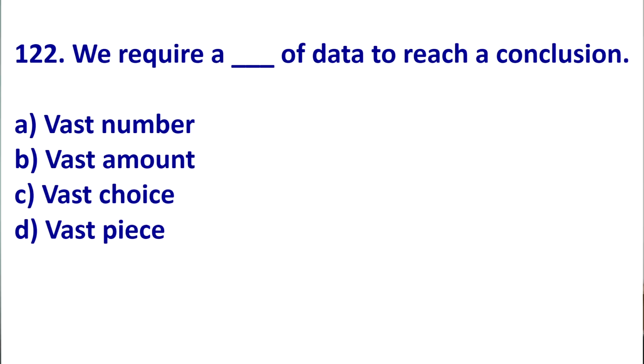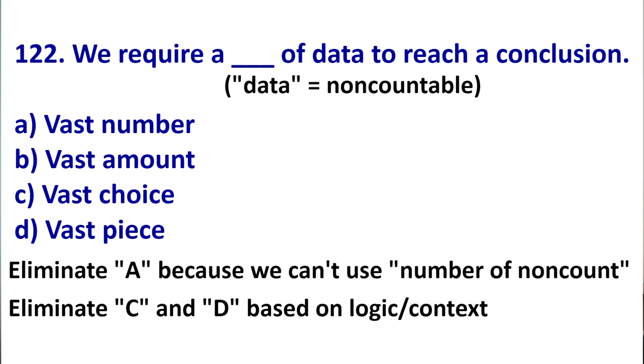Let's look at another example. We require blank of data to reach a conclusion. Wow, data is non-countable. So immediately, number is wrong. And then I just look at context. A vast choice of data? Nah. What does that mean? A vast piece of data? I only want one piece of data. The best answer? B, a vast amount of data.